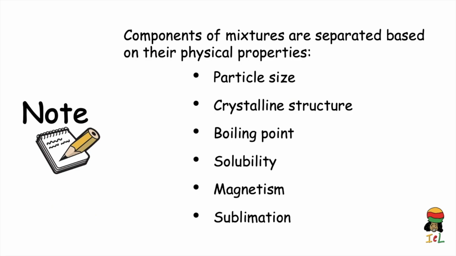Note that the components of mixtures are separated based on their physical properties, which include particle size, crystalline structure, boiling point, solubility, magnetism, sublimation. Also note, these are not the only properties, but are some of the properties we'll be looking at for the next few lessons as we explore different separation techniques.